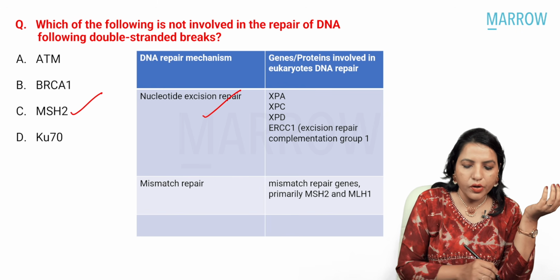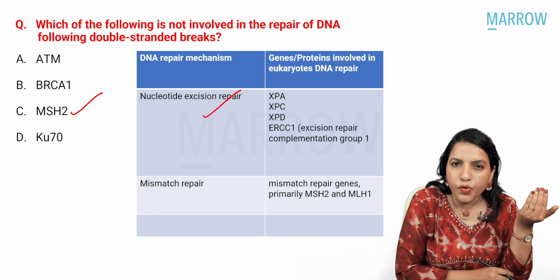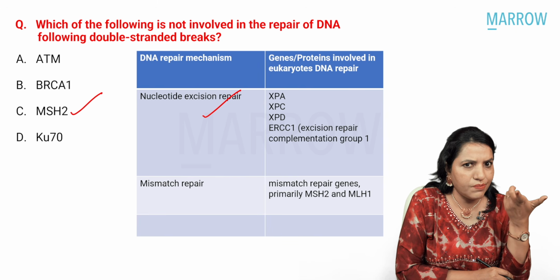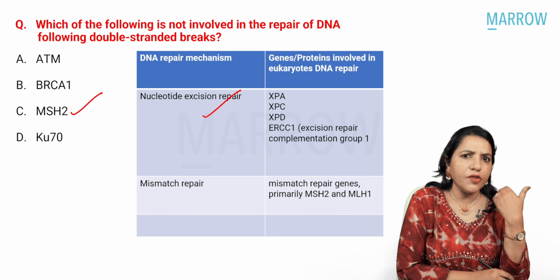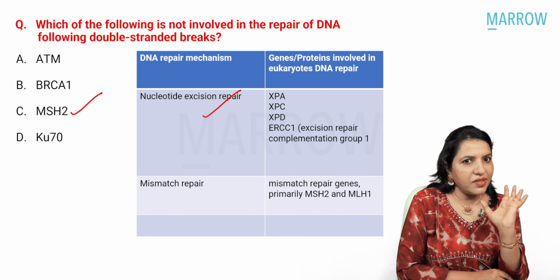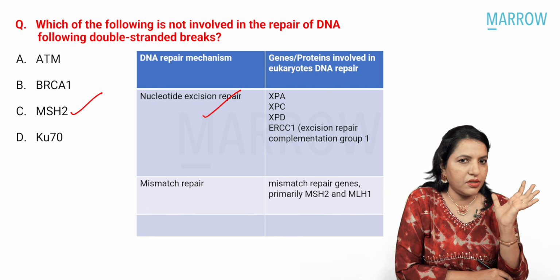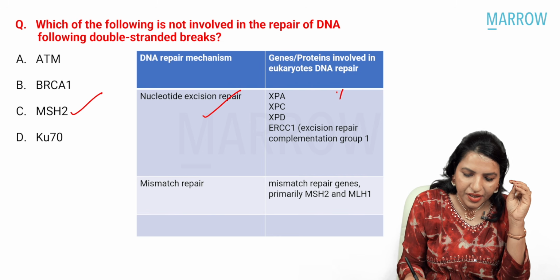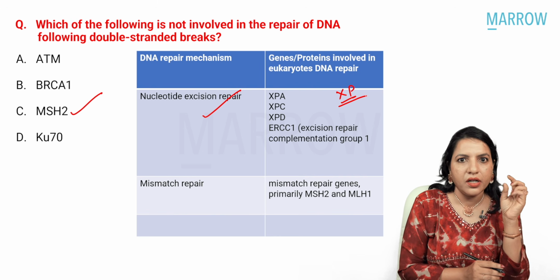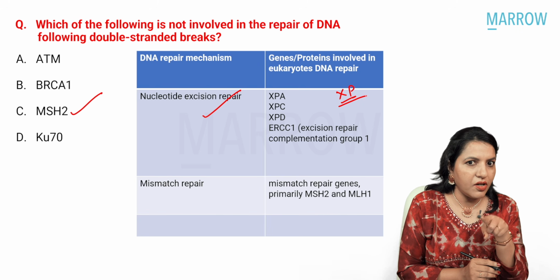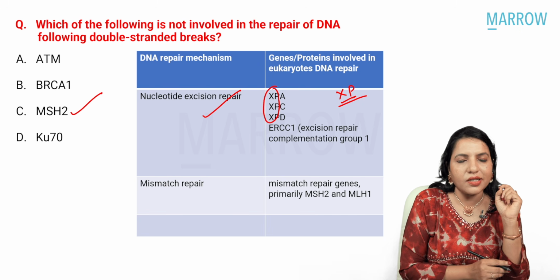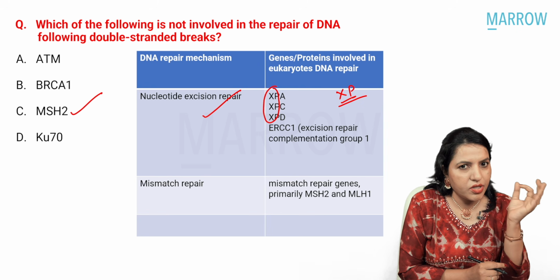About nucleotide excision repair, there are a few genes that I have mentioned. There is XPA, XPC, XPD, etc. If you find it difficult to learn, just learn that for nucleotide excision repair, there is a disorder associated with it. What is that disorder? It is xeroderma pigmentosa. So that disorder has X and P in it. So whatever has XP is involved in nucleotide excision repair.